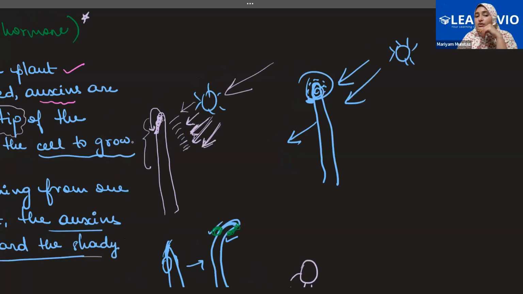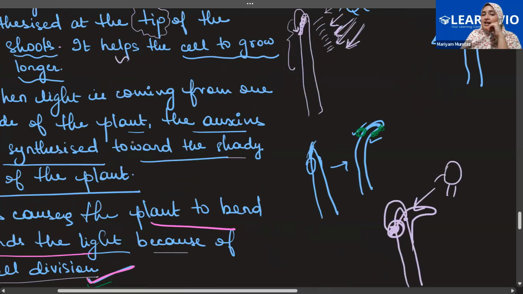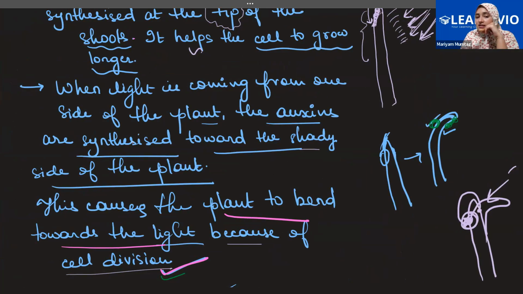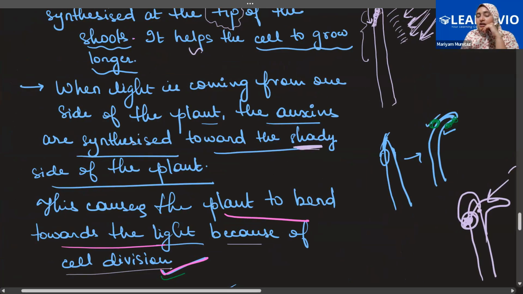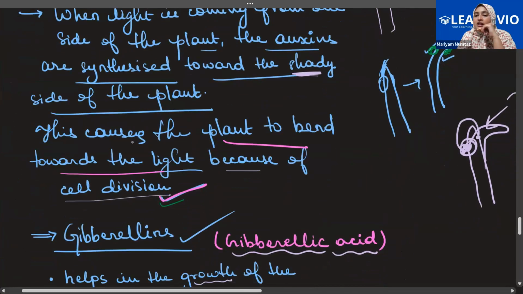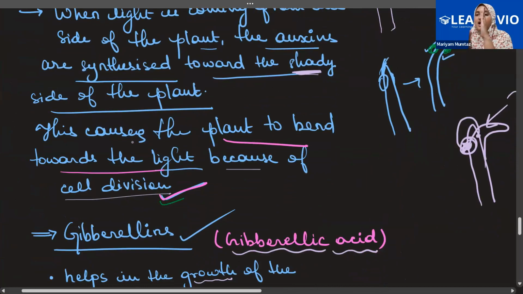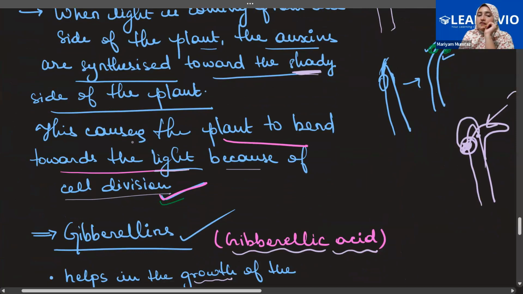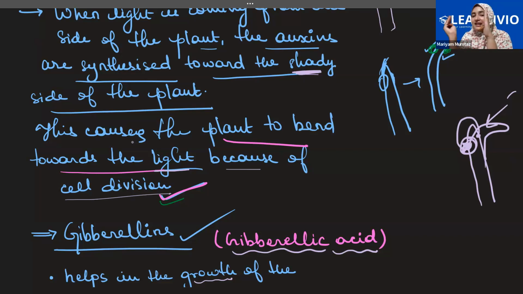Why? Because auxin grows in darker conditions. So when light is coming from one side of the plant, the auxins are synthesized towards the shady part of the plant, meaning the part that does not receive the light. Since the hormone is being synthesized on the shaded side, the division will start happening there and the stem will get curved like this. That is why the plant bends towards the light, because of more cell division at the back surface as compared to the front surface, which is getting illuminated.